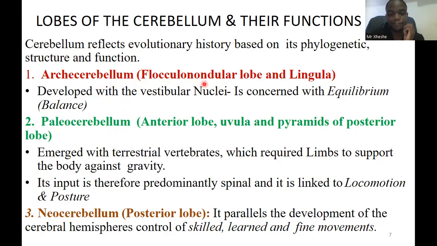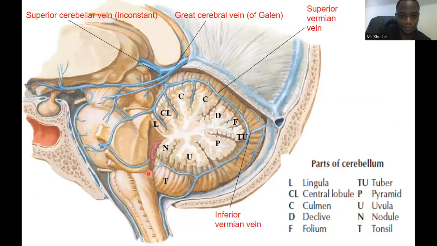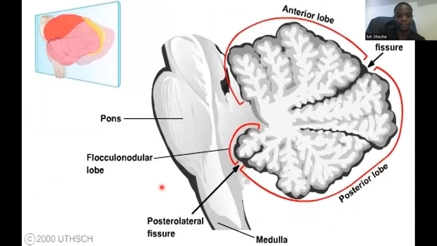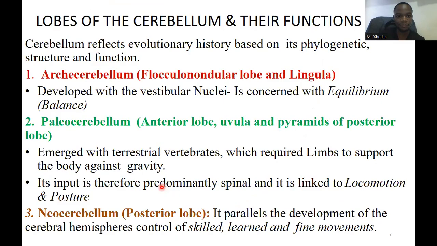The archaeocerebellum is the flocculonodular lobe and the lingula. So if you add the tonsil, nodule, and lingula, this part here, if you cut like that, is what we call the archaeocerebellum. Now, what is it associated with? It is the oldest part of the cerebellum. So this part of the cerebellum deals with equilibrium, maintaining balance, all right?